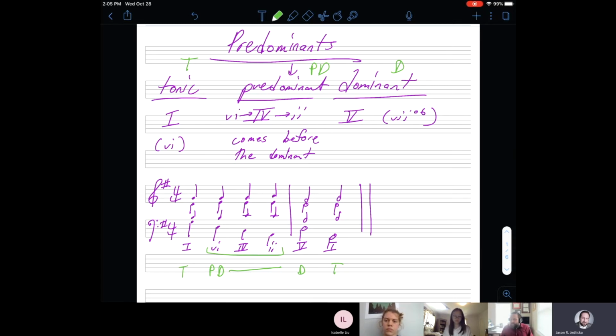Sometimes these can be in first inversion. 2 is the one that's typically in first inversion. In fact, it appears more often in first inversion than root position, but you can have it either way. And then 2/6 would have C in the bass, like that.